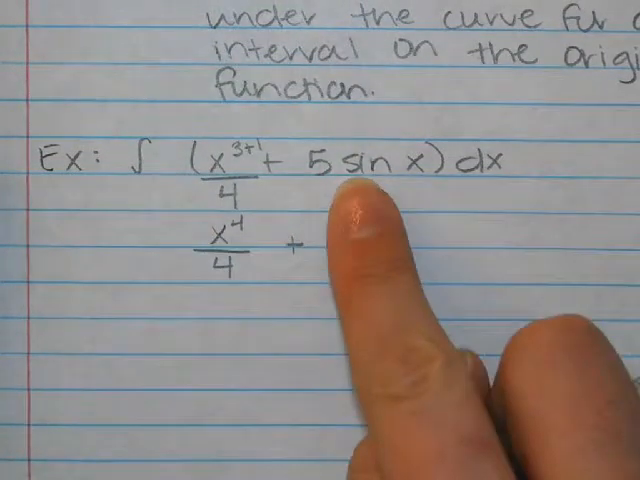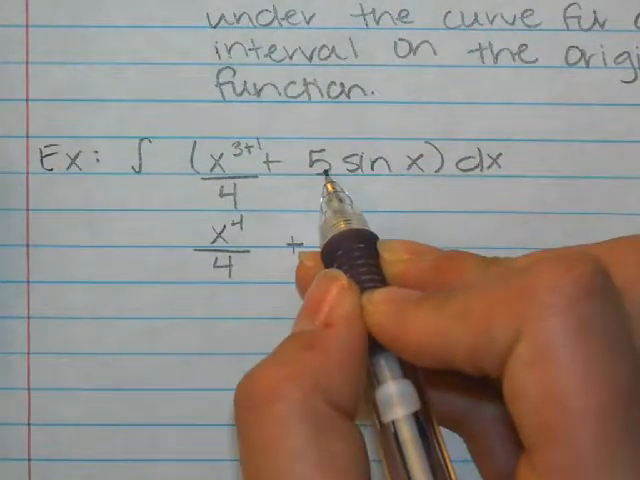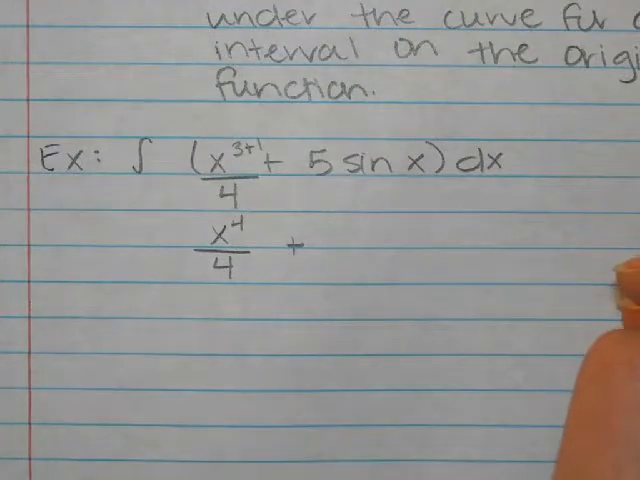Okay. How about sine x? Becomes negative cos x, okay? And the 5 just stays in the front. So like when we took derivatives, how if we had a coefficient that stayed in the front? Same thing here. If you take the antiderivative, that coefficient's just going to stay in the front.